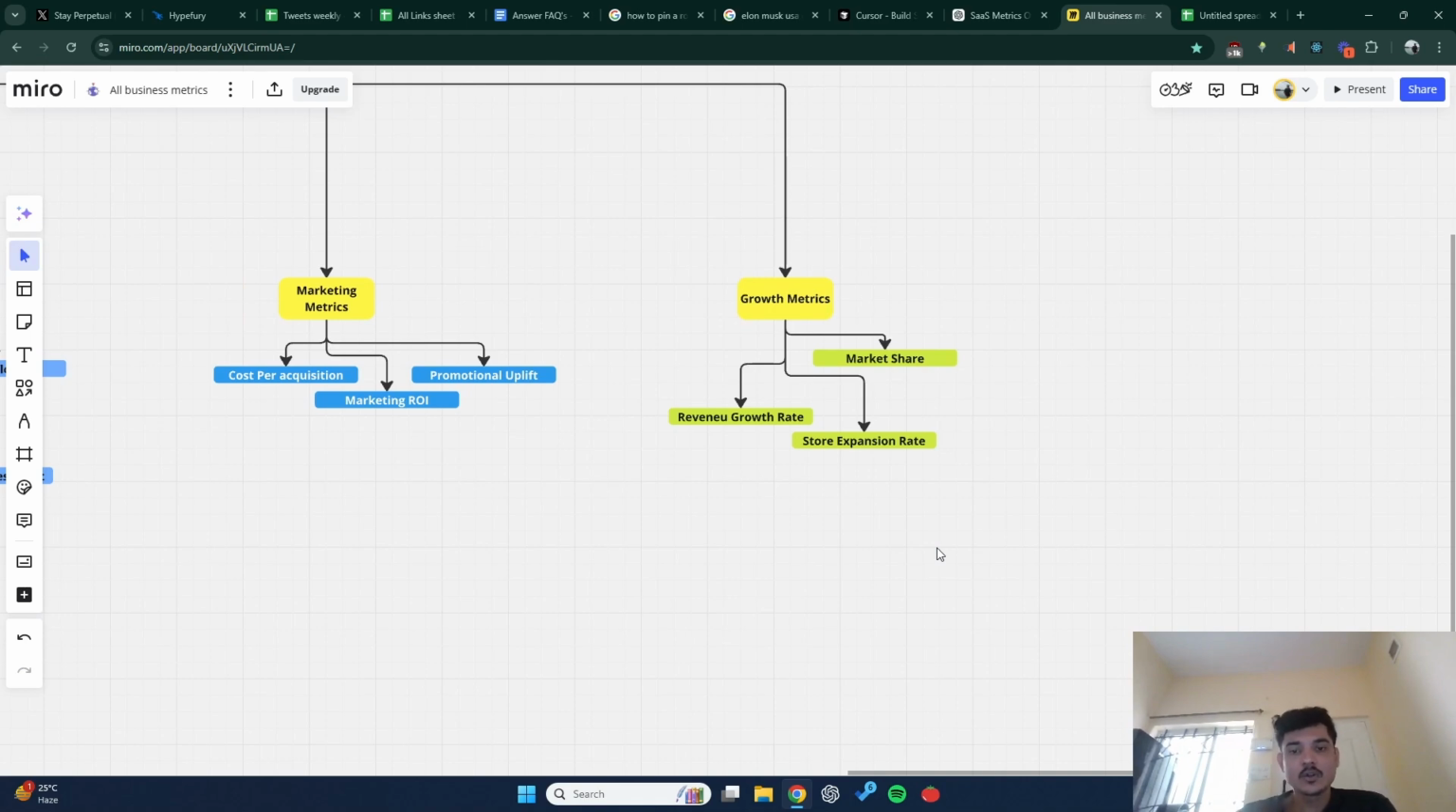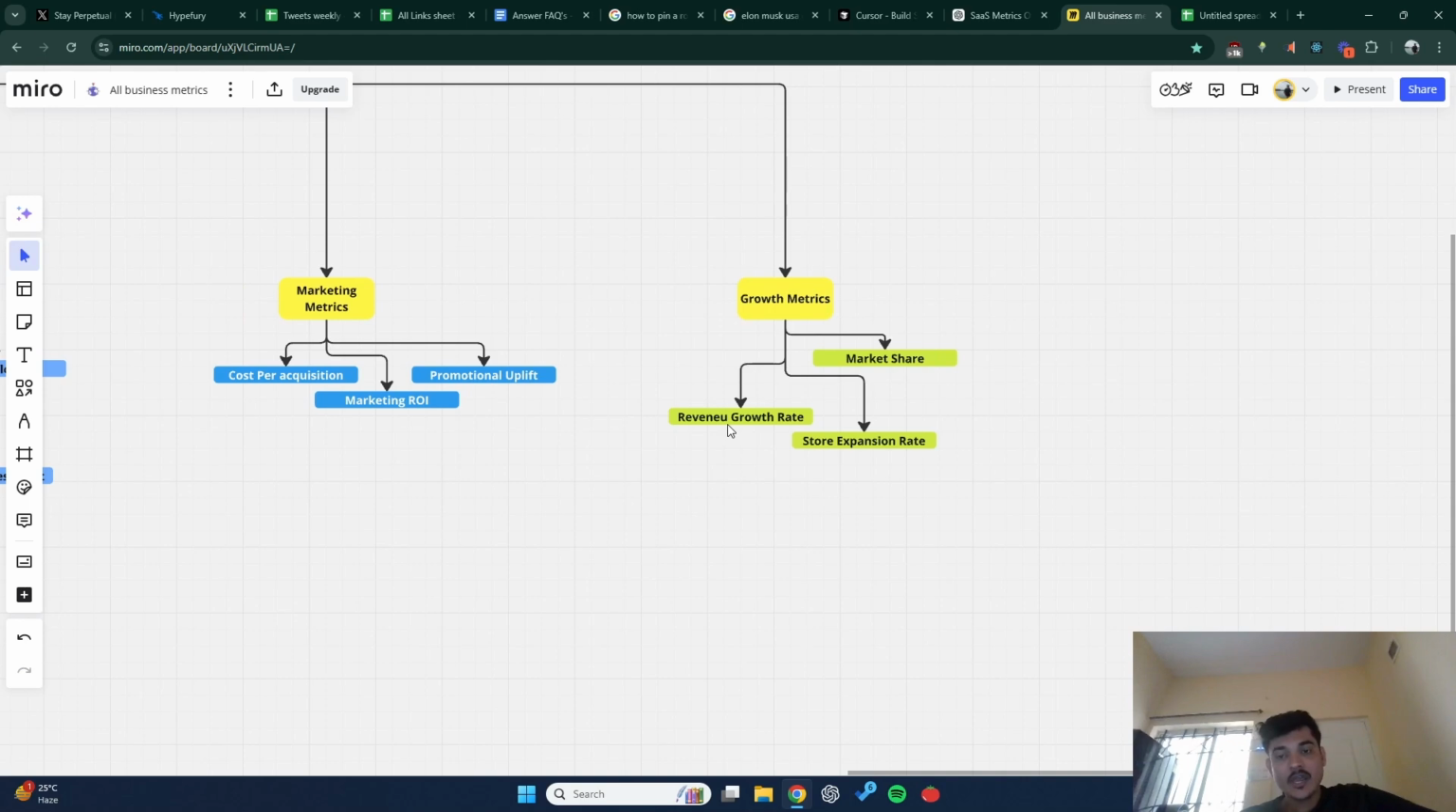And last is growth metrics. Just go through the growth rate. So revenue growth rate. Are your sales increasing consistently? This is what the metric answers. So the formula would be current revenue minus previous revenue divided by previous revenue times 100. So that is how you calculate the revenue growth rate. Is your sales increasing consistently for a particular period? All right.